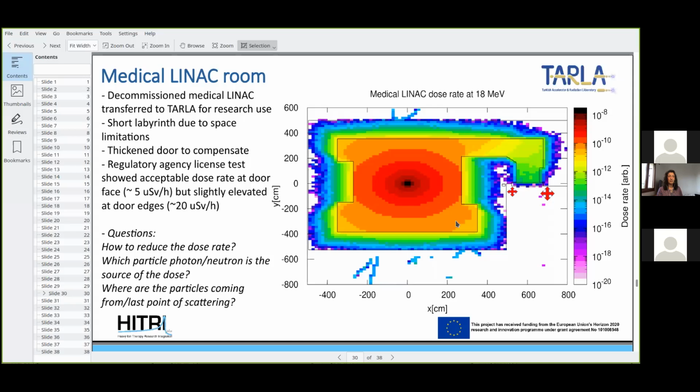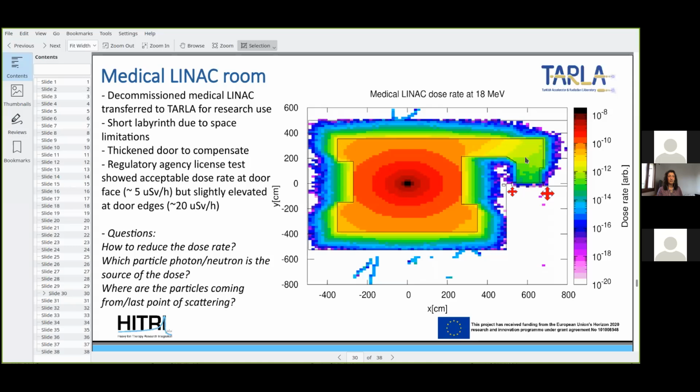Unfortunately, due to space limitations, we couldn't use this space for the labyrinth. So what we did is we made a thicker door with more lead than is typically used in a medical LINAC facility. However, once the regulatory agency came to approve our design for license, it turned out that at the very corners, here and here, there was an issue.